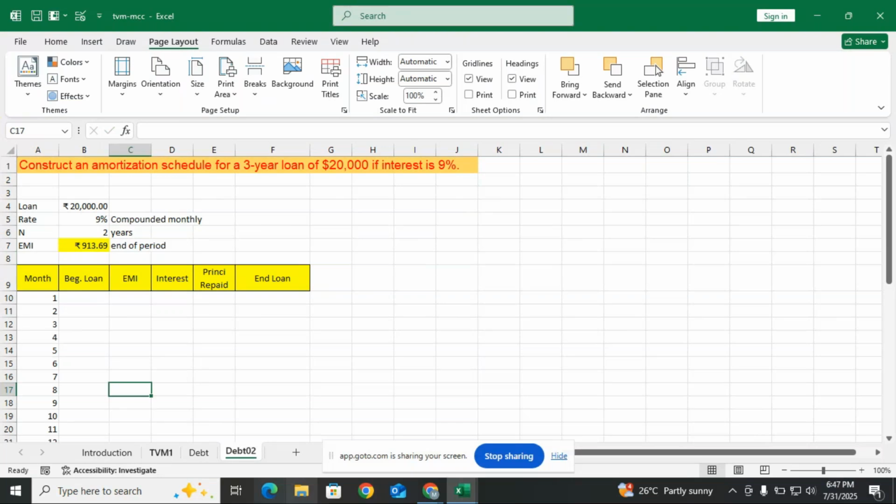Ma'am, I got minus 91,000. Sorry, 913.69. That's what you get, minus yourself. I showed you the first case study, right? Yes, ma'am, minus is correct, but what happens when you're calculating the principal repaid? Your minus will become plus: minus EMI minus interest. So to get that calculation properly, you can take it as minus 20,000 only. Then it'll become plus.